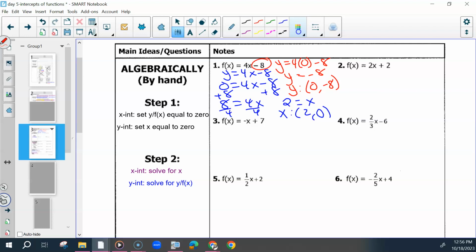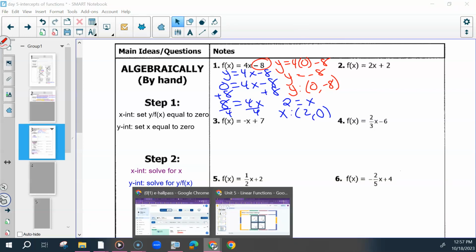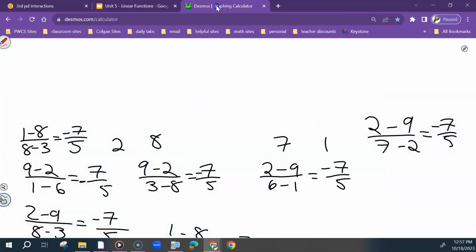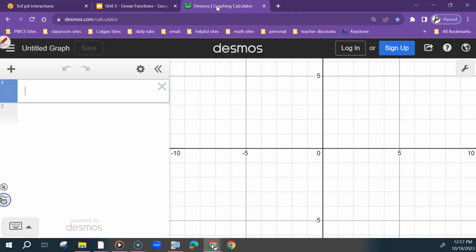Alright. Next class we'll do more of these. I want to show you some Desmos stuff. On your iPad, open up Desmos really quickly. We don't have that much time, so I need you guys to do this quickly.